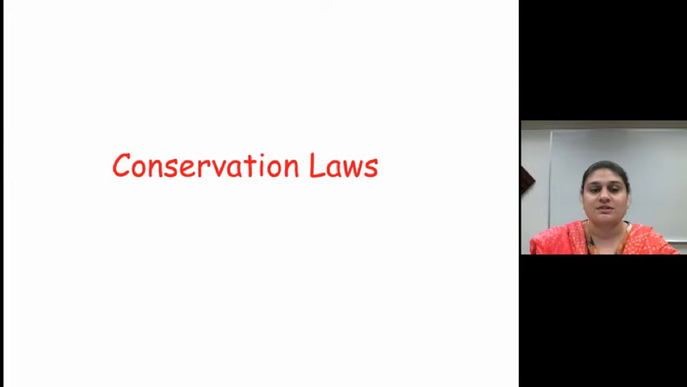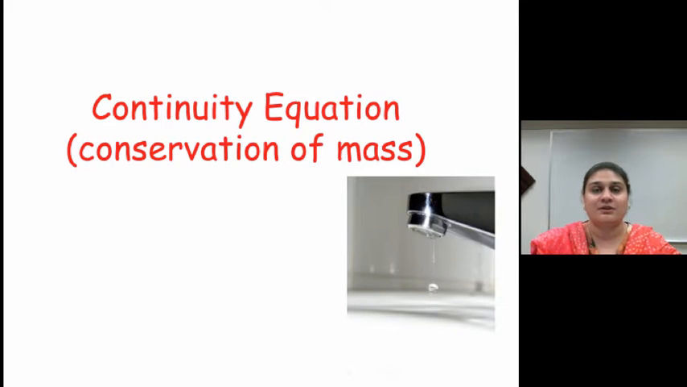So now let's concentrate a little bit on conservation laws. There are two main types of conservation. One is conservation of mass and the other is conservation of energy. The first one we're going to talk about is the conservation of mass, which is given by the continuity equation.